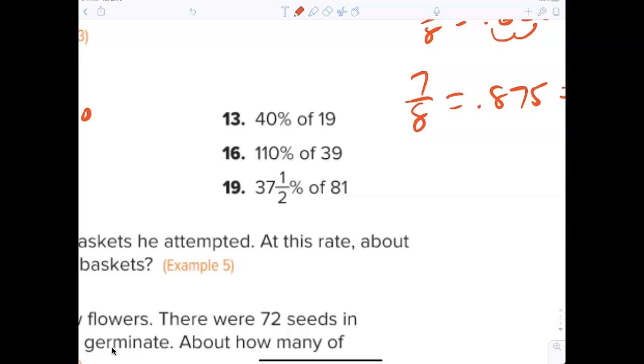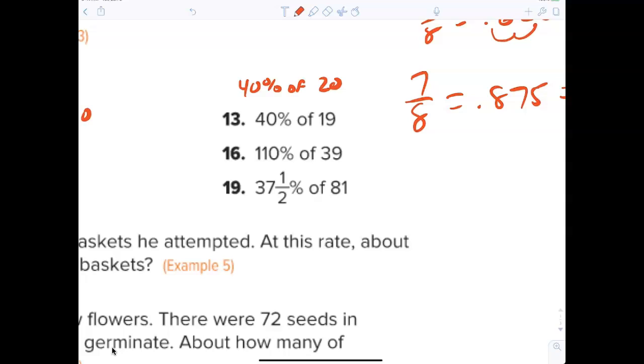Okay, so now I would want you to be able to do 40% of 19. Wait, I want to rewrite it first. I want to use better numbers. 40% of 20? Yeah, this is what we should be doing. You don't have to write that down. I'm just trying to show you, make sure you know what you're doing.